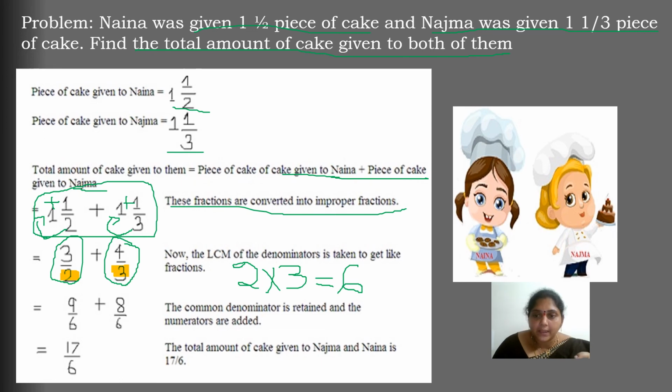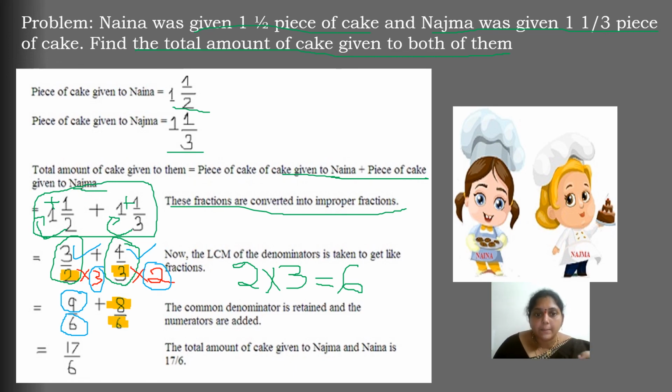Now, what is the number you are multiplying here to get the denominator as 6? For 2, if we multiply by 3 we will get 6. And for 3, if you multiply by 2 you will get 6. Whatever number you are multiplying in the denominator, the same number should be multiplied with our numerators also. So 3 into 3 is 9 and 2 into 3 is 6. 9 by 6 is the fraction. 4 into 2 is 8 and 3 into 2 is 6.